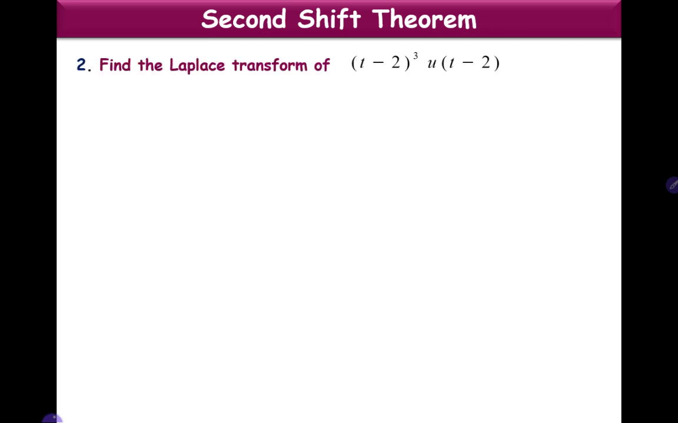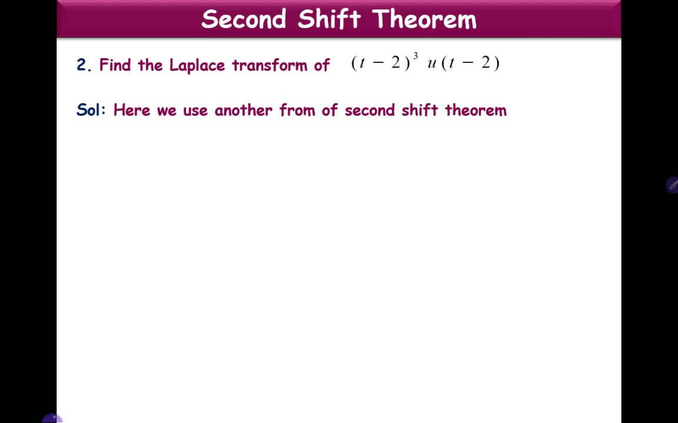Now let us see another problem. Find the Laplace transform of the function (t minus 2) whole cube into u of t minus 2. u of t minus 2 represents the unit step function. So compare this function with the form f of t minus a into u of t minus a. So that f of t minus a is (t minus 2) whole cube. From that we identify what is f of t. Obviously f of t is t cube.